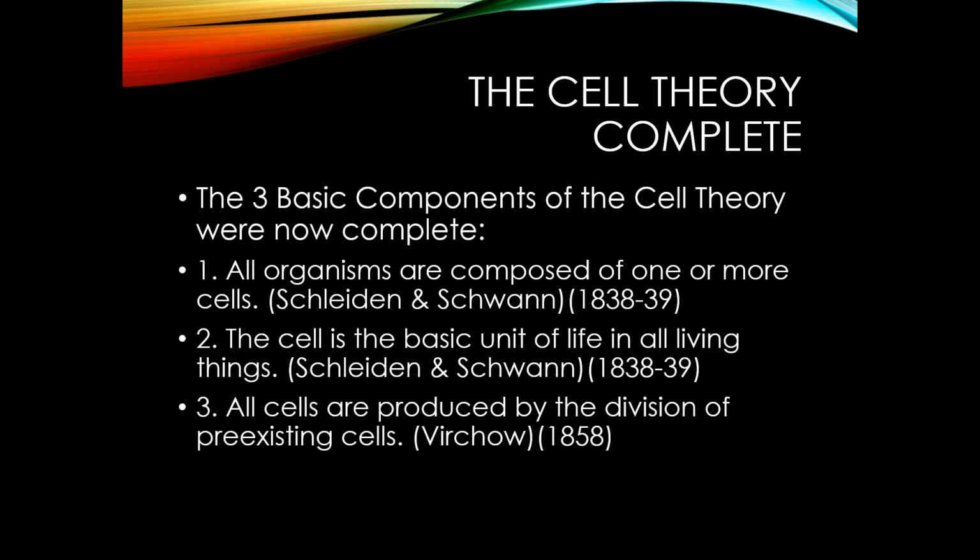It had three basic components. Number one, all organisms are composed of one or more cells. This was given by Schleiden and Schwann in 1838-39. Then they also stated that the cell is the basic unit of life in all living things, and all cells are produced by division of pre-existing cells.